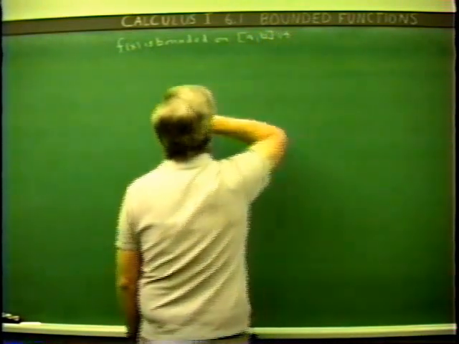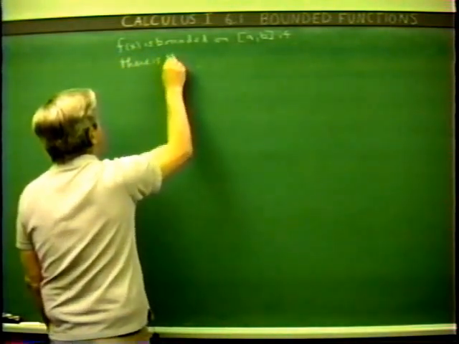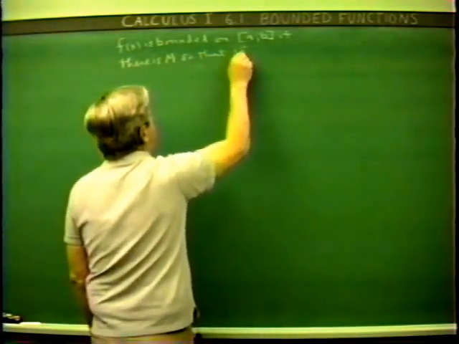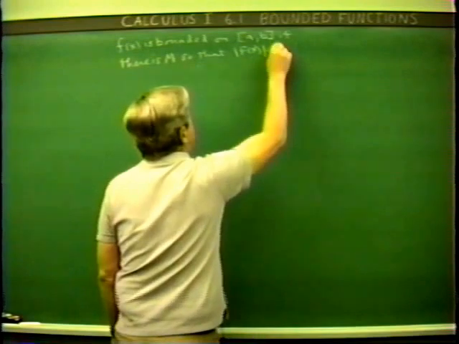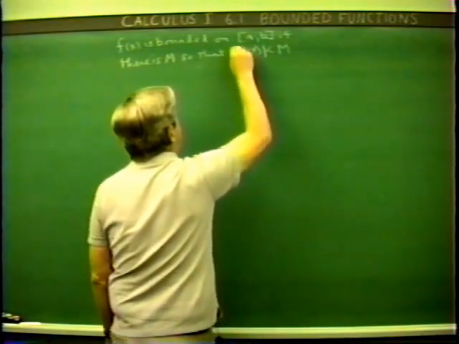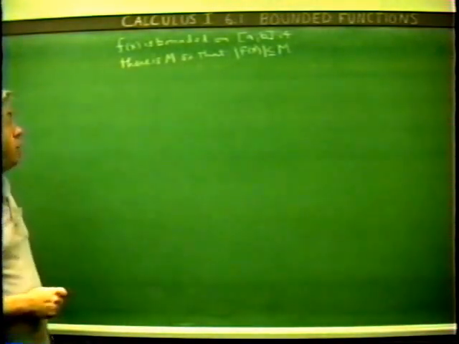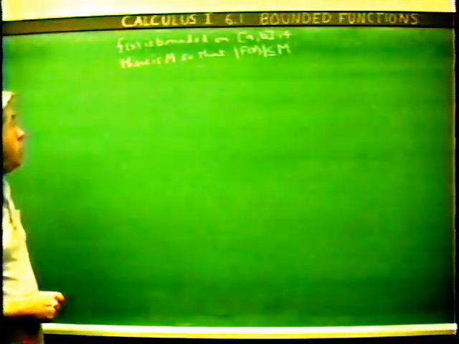If there is a number m so that the absolute value of f of x is less than m. We can replace this with less than or equal to m. A finite number so that f of x is less than or equal to m, then the function is said to be bounded.